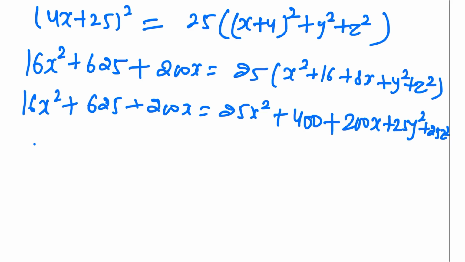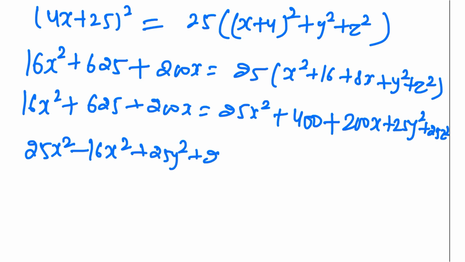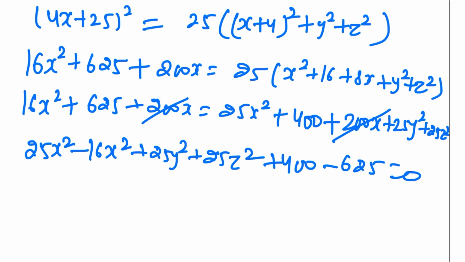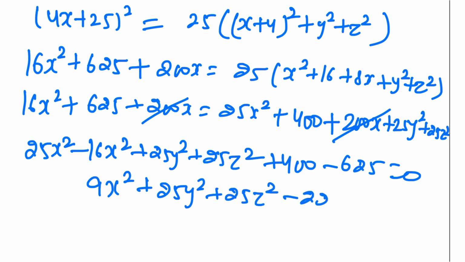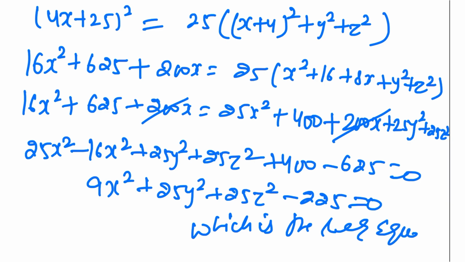Now shifting all the values: 25x square minus 16x square plus 25y square plus 25z square, and 200x is cancelled out, plus 400 minus 625 is equal to 0. So 9x square plus 25y square plus 25z square minus 225 is equal to 0. This is the required equation.